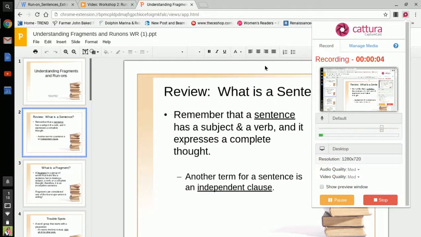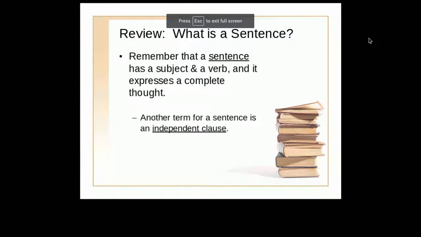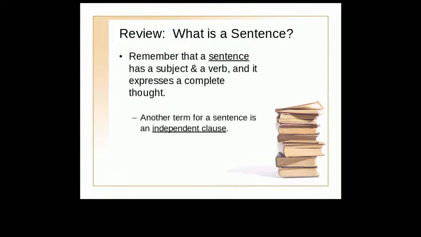Hi guys, I wanted to do a little lesson on run-ons and fragments. We're going to focus less on the fragments and a little bit more on the run-ons because that is more common and they're a little trickier. I'm going to ask you to watch this video and answer some questions just to make sure that you watched it in its entirety. And I want to make sure that you understand fragments and run-ons.